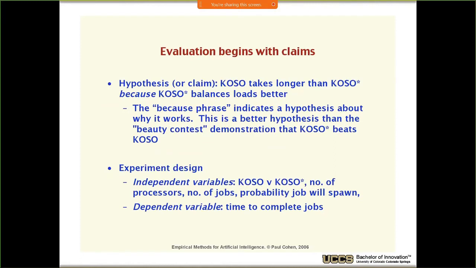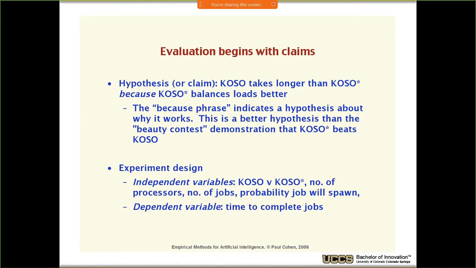So a hypothesis is that COSO takes longer than COSO star because COSO balances loads better. Okay, so now this is a good way of formulating a claim, right? The first part would also be a claim: COSO will take longer than COSO star. Okay, that's a claim, but from a research point of view, it's not a very good claim because it gives me no insights as to why. I can measure it a bunch of times, but I have no insights as to what's really going on.